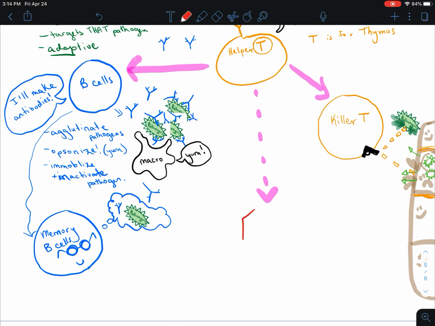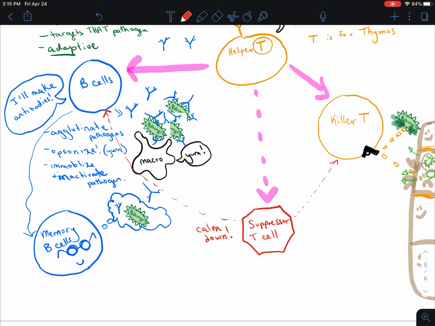Eventually, your helper T cell is going to activate a cell called the suppressor T cell. Okay, and I made him look like a stop sign on purpose, because this suppressor T cell's main job is to eventually give some feedback to the killer T cell as well as to the B cell over here, and tell these guys to kind of calm down once the immune system has defeated the pathogen.